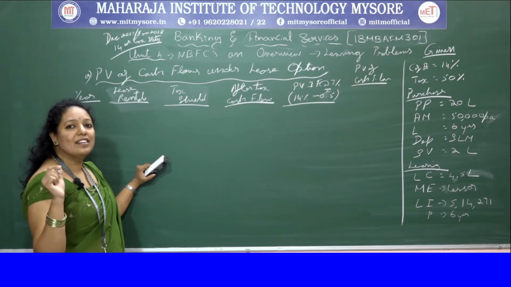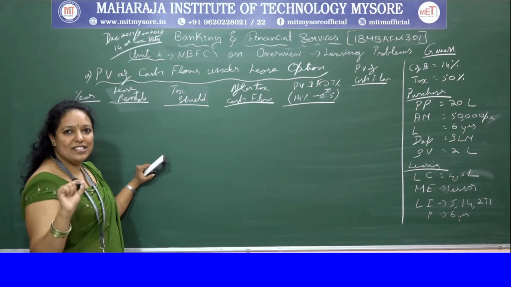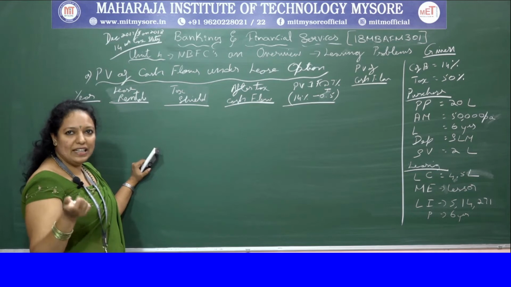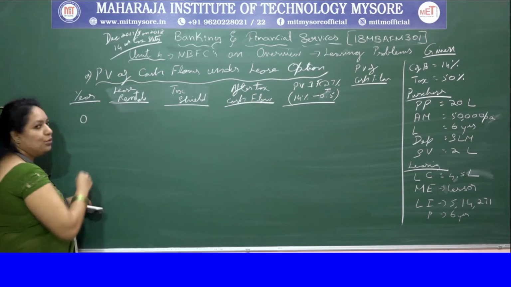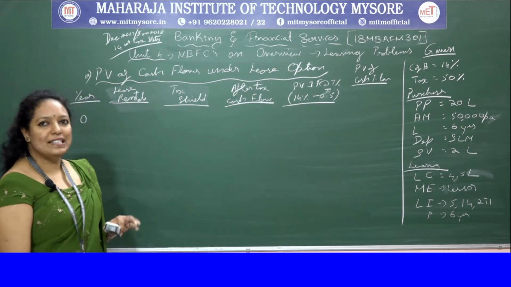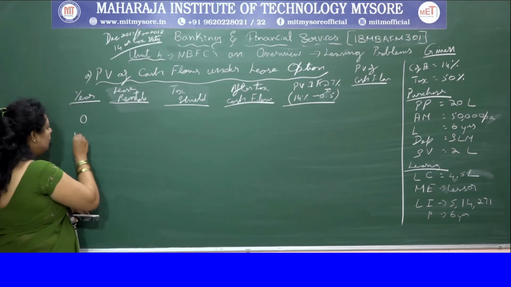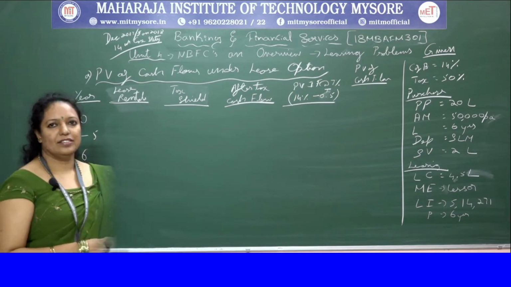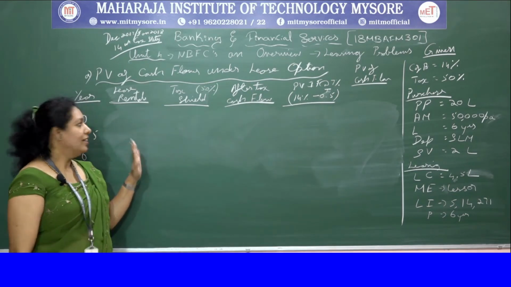In this case, they have said you have to pay it in the beginning. So when you have to pay it in the beginning, you have to do a different calculation starting from year 0. So 1 to 5 and 6. So this is how the calculation differs. So here I have written.